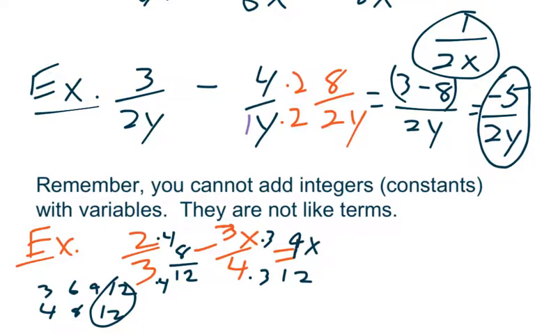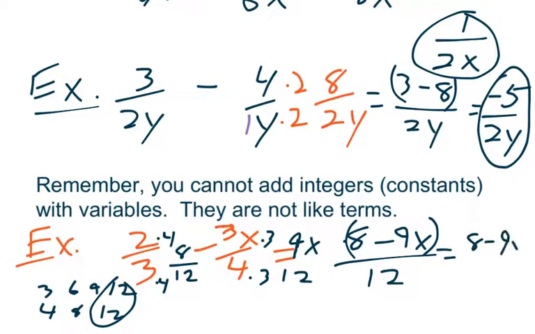So now I have 8 minus 9x over the denominator of 12. And you cannot simplify this anymore because 8 is an integer or a constant and 9x has a variable. So these have different last names, so it's already reduced all the way. So that's just your final answer. And many people are tempted to say, oh, 8 minus 9, that's negative 1 over 12, or negative x over 12. But again, these are not like terms.